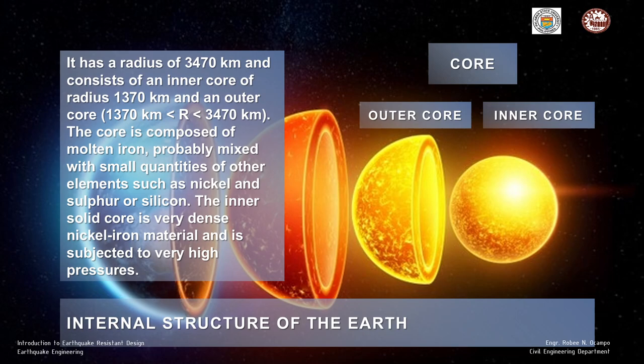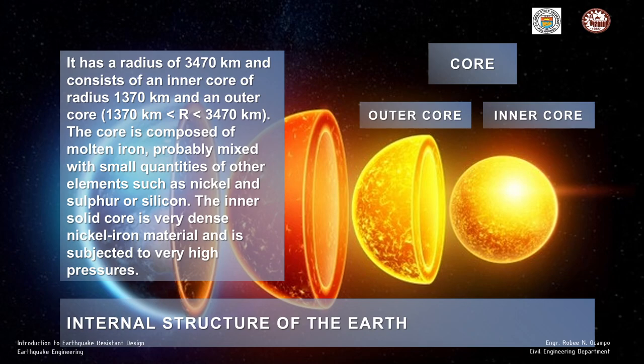The inner solid core is a very dense nickel-iron material and is subjected to very high pressures. The maximum temperature in the core is estimated to be about 3,000 degrees Celsius. Now, the specific gravity of the outer core is about 9 to 12, whereas that of the inner core is 15. Compared to the specific gravity of the mantle, which is 5, and the crust, almost similar to the mantle, mapapansin nyo na very dense, sobrang dense nung behavior nung core, both the inner core and the outer core.